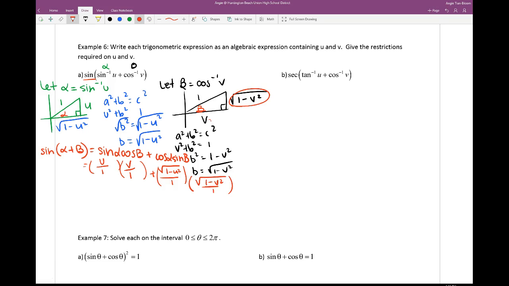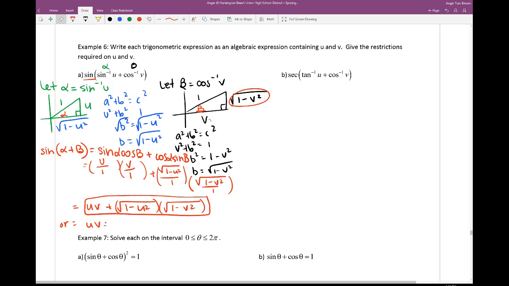Well, it looks like everything is over 1, right? So let's get rid of the ones. So it's u times v plus radical 1 minus u squared times radical 1 minus v squared. Well, guess what? There isn't much you can do, right? So technically you can box this up, and if you feel like multiplying these in the radical, you can do that too.